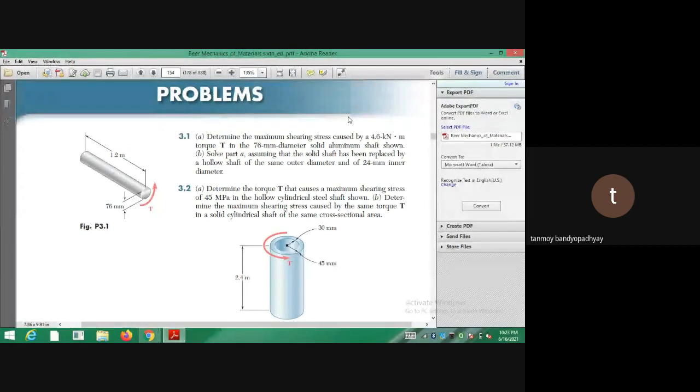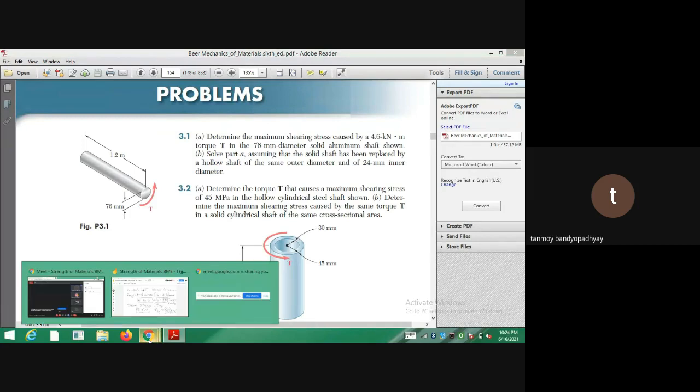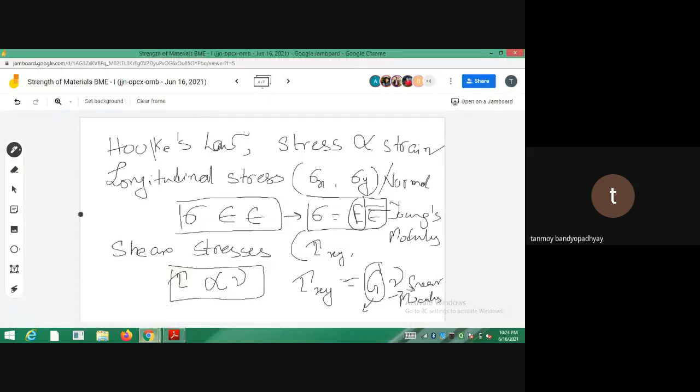And for part A, it's the same thing actually, I am just replacing it with a hollow shaft. The beauty is that you'll see the hollow shaft is able to carry more torque compared to a solid shaft. So assuming that the solid shaft is replaced by a hollow shaft of the same outer diameter, but inner diameter they have taken as 24 millimeter, you have to find the torque that they can bear. Always remember that a hollow shaft is always able to carry more torque. There is a derivation for that, not in our syllabus, but we can see it from the problem.